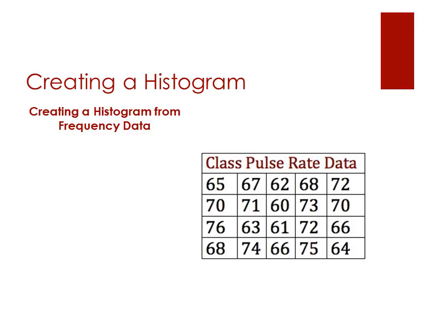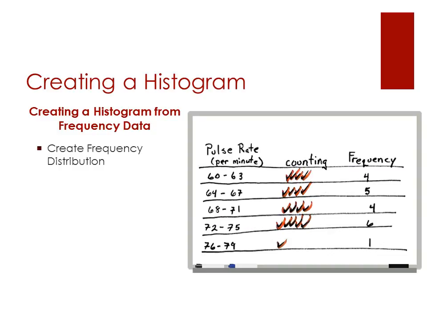Okay, now we're going to look at creating a histogram from frequency data, and we're going to use the class pulse rate data from last time. So the first thing is you need to create a frequency distribution. If you're working with raw data, you can't just skip straight to doing a histogram. You're going to need to make a frequency distribution first.